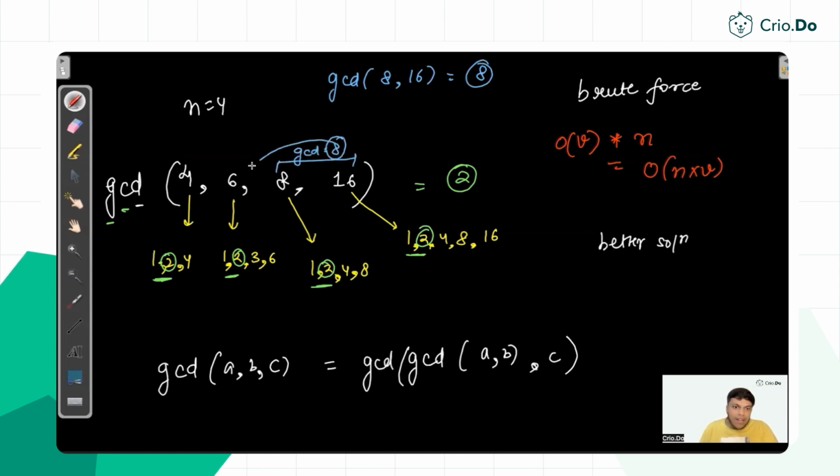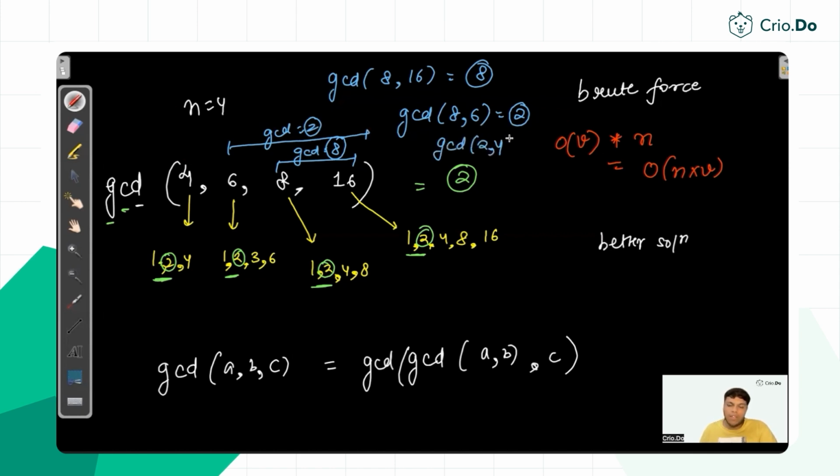Now take the answer and do the GCD with the previous number. So what is the GCD of 8, 6? 6 obviously has 3 as a factor, but 8 does not have a factor 3. So what is the highest common factor? 2 only. So for these three numbers, the GCD will be 2 only. And then finally, whatever is the resultant, take the GCD with the last number. So the GCD of 2, 4, that is the previous answer with the new number. Finally, the GCD will still remain 2, and that is what we require.